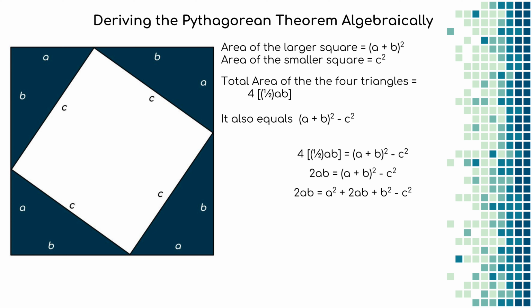At this point, we want to ask students if there's something that they notice right away. They should be able to pick up that there's a 2ab on both sides of the equation, and therefore we can eliminate it, which means that 0 equals a squared plus b squared minus c squared. Now the Pythagorean theorem isn't stated that way, so let's go ahead and add the c squared to both sides, and we have our Pythagorean theorem. C squared is equal to the sum of the squares of the other two sides.